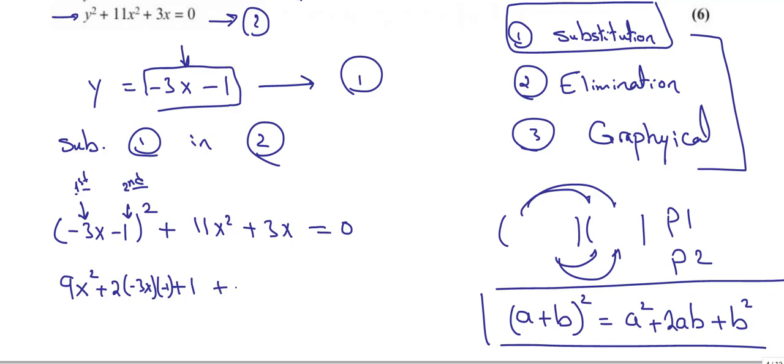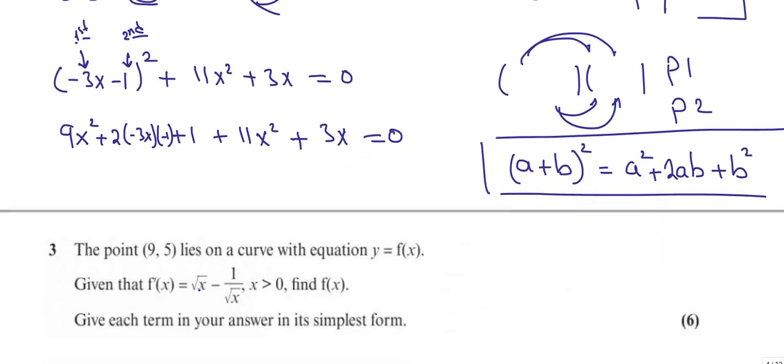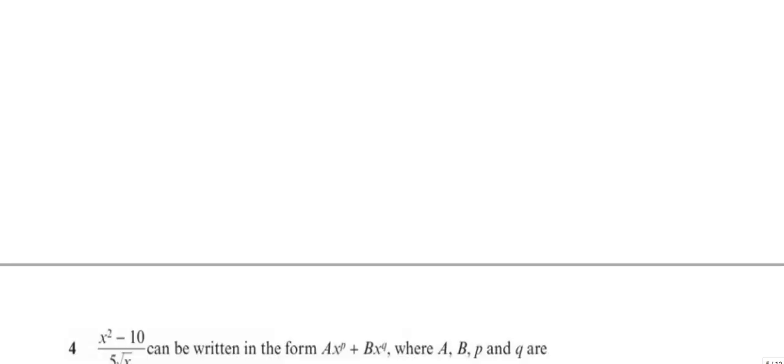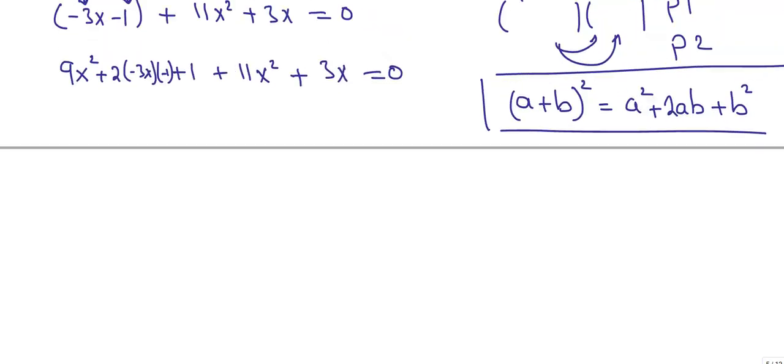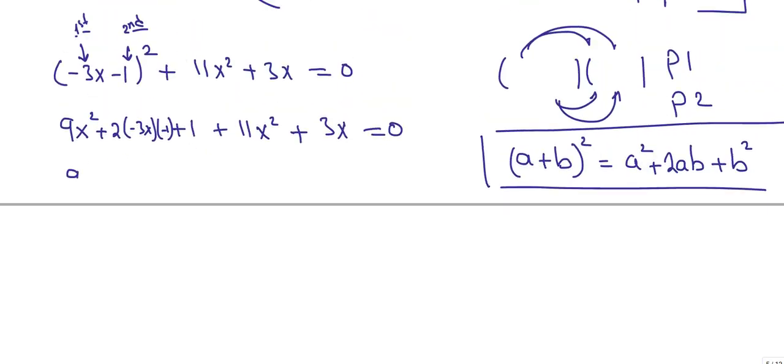Let's continue guys. Plus 11x squared plus 3x equals 0. Sorry, let me insert a page. I need some space to work. So let's continue guys. So I have 9x squared. Now I have 2 times negative 3 times negative 1. Negative cancels out. 2 times 3 is 6. We have x and then 1. Then we have 11x squared plus 3x equals 0.